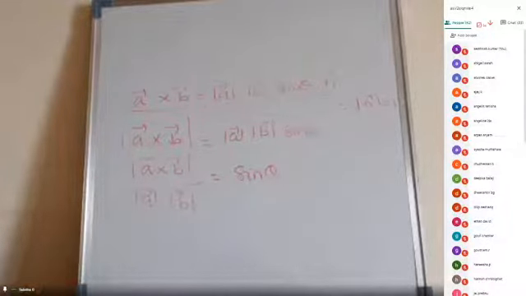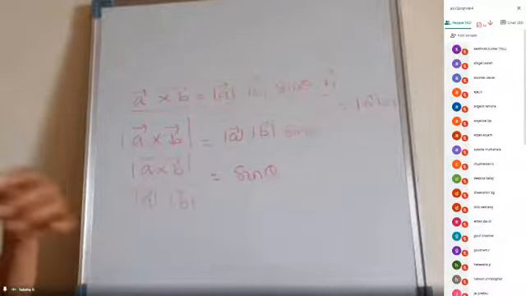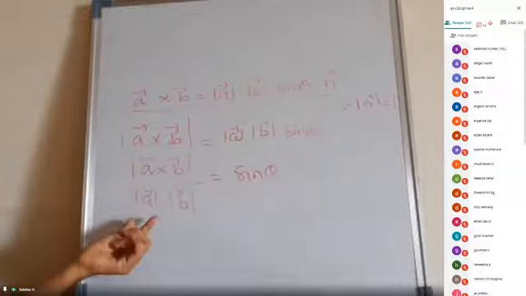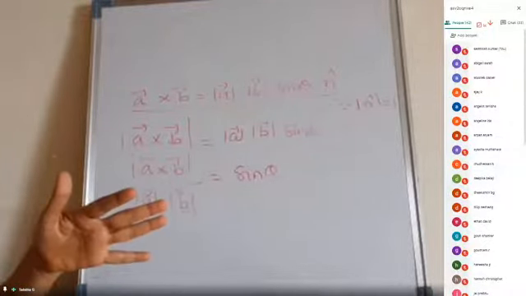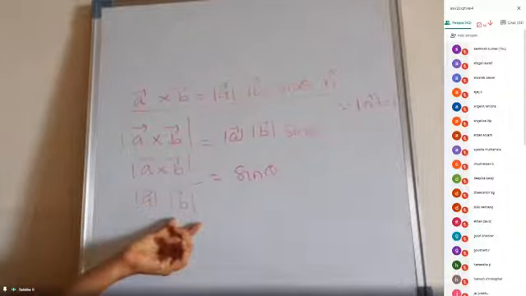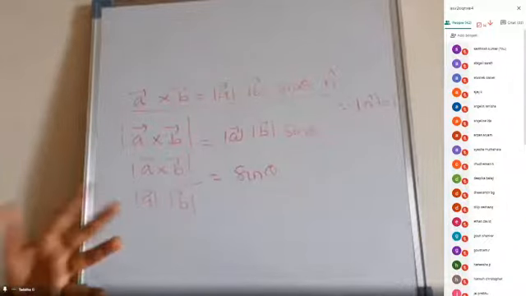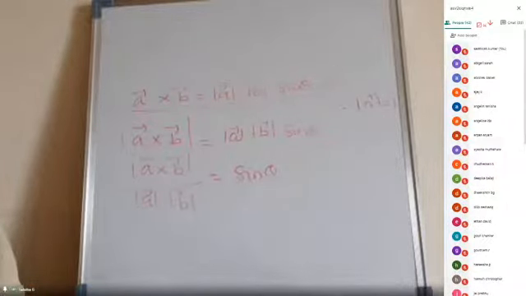And suppose they ask you to find sin theta. Modulus A cross B by modulus A modulus B, where A cross B itself is a determinant, then mod A mod B is very difficult. You need not find sin theta directly. You find cos theta, and then sin theta follows from 90 minus it.